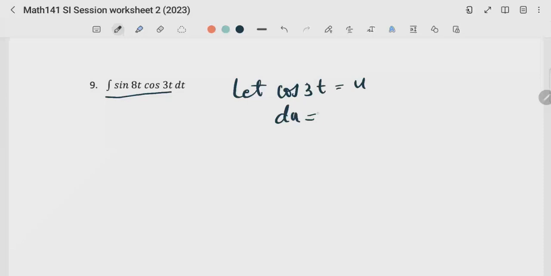Right. So if you do it this way, let's try to see what it gets us. So you would have du is equal to -3 sine 3t dt. Right. And as you can see, this is pretty much as far as you can get because you have sine 3t there and sine 8t. So you can't even cancel that.